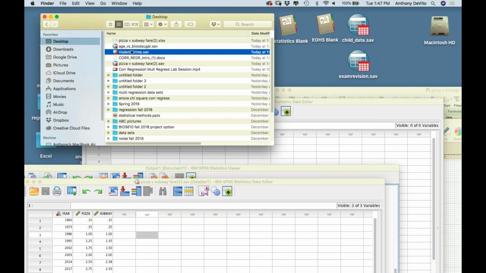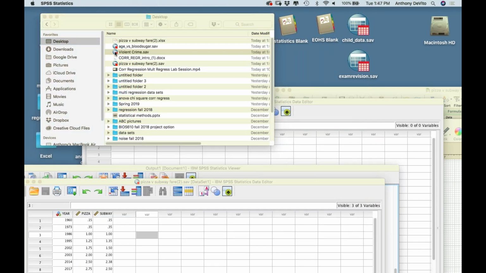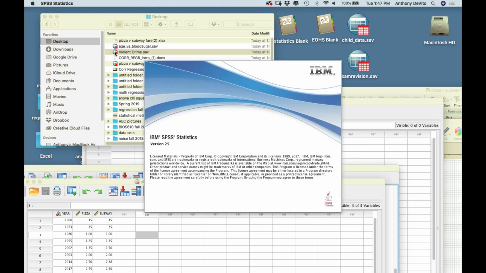Okay. Download a file called violentcrime.sav. That's on Blackboard, the weekly materials. You can also watch me work on this as well. I'm going to open this up in SPSS, and we're going to look for a correlation.